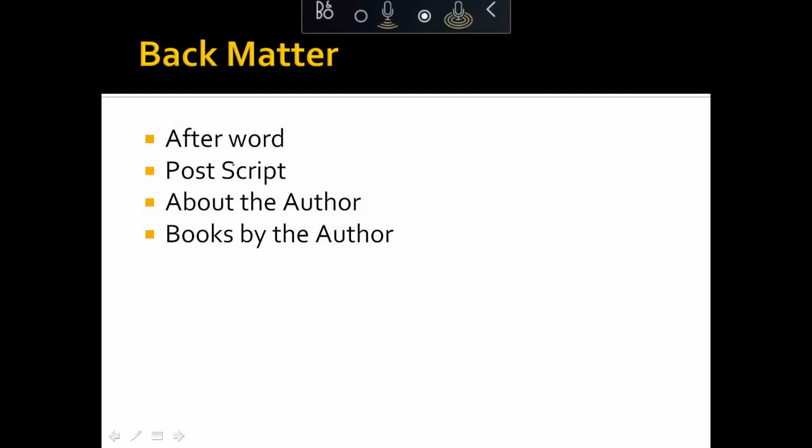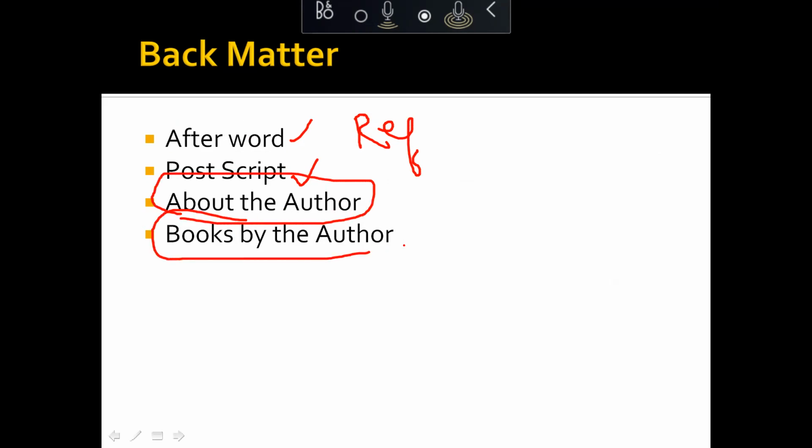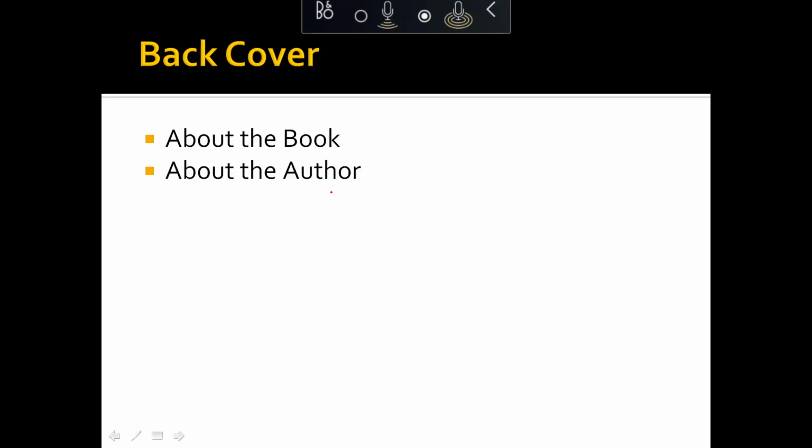And now we come to the back matter. Now you can add an afterword. You can add references here. You can have the postscript. You can write about the author. And you can also mention the books by the author. And sometimes on the back cover itself, you can write about the book and you can write about the author.